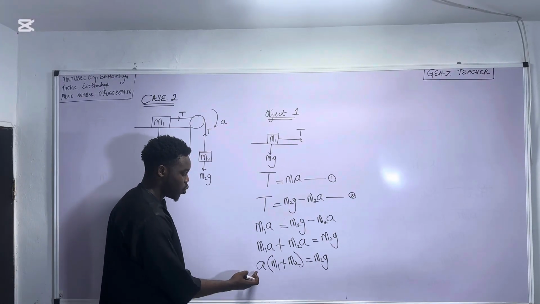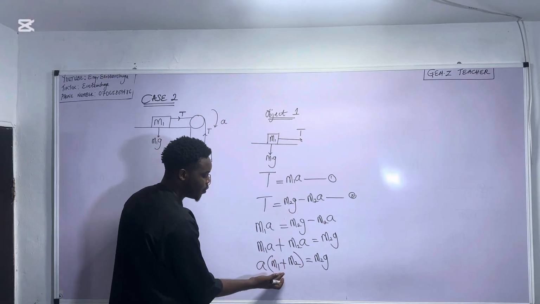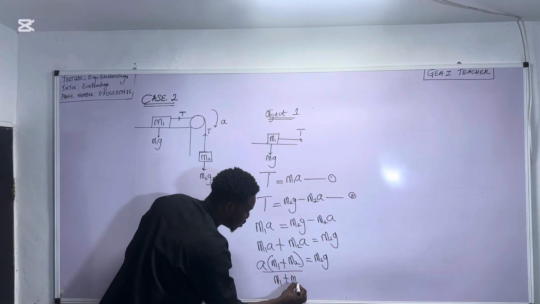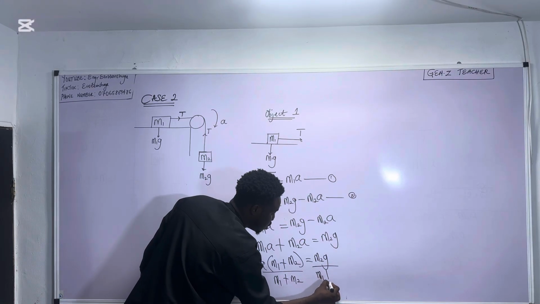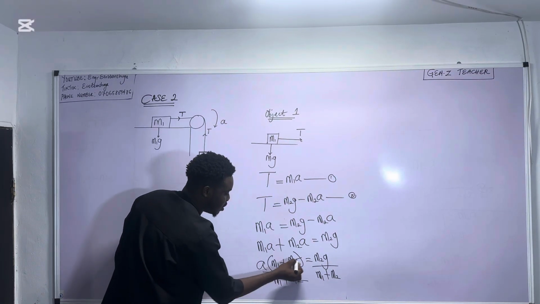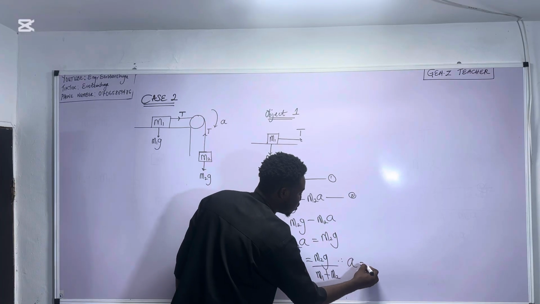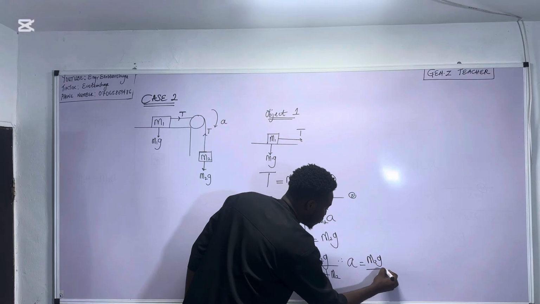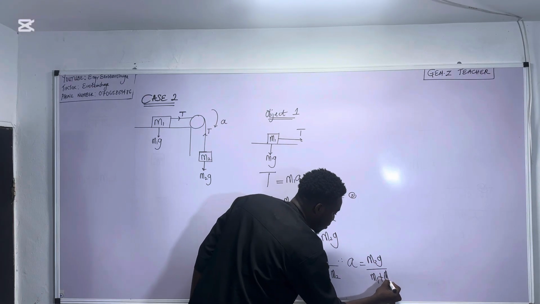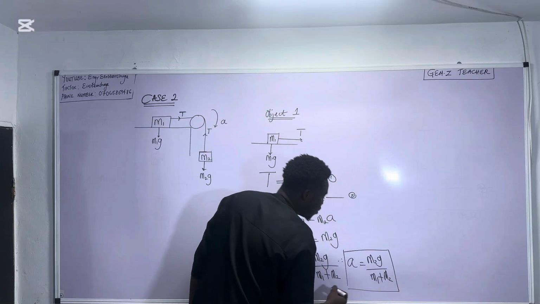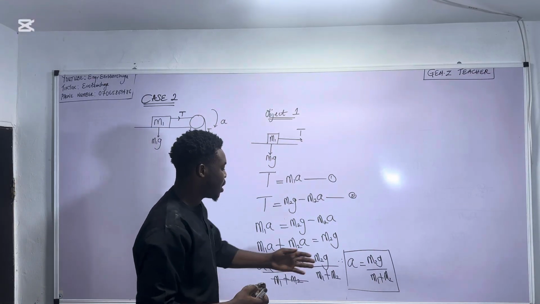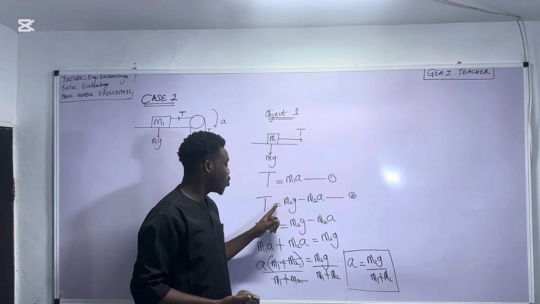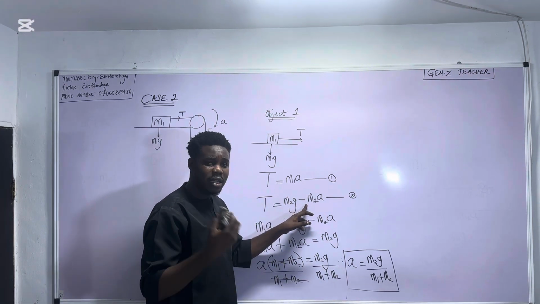Now what's next? We're looking for A, so we divide both sides by M1 plus M2. This takes out this, and therefore the acceleration in this case becomes M2G divided by M1 plus M2. This is the acceleration for case 2. Recall, you can find the tension by putting the value of A into either equation 1 or equation 2, as we did in case 1.